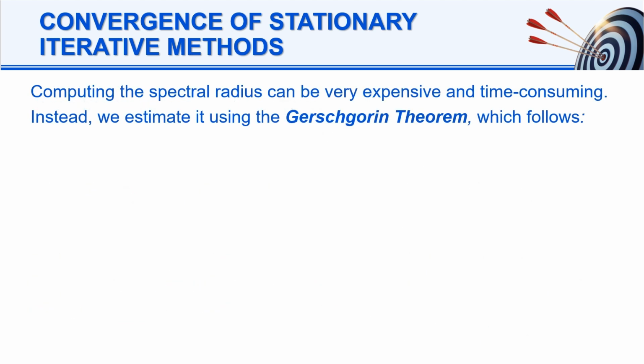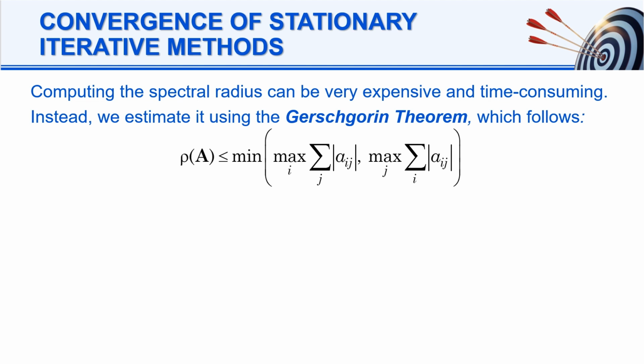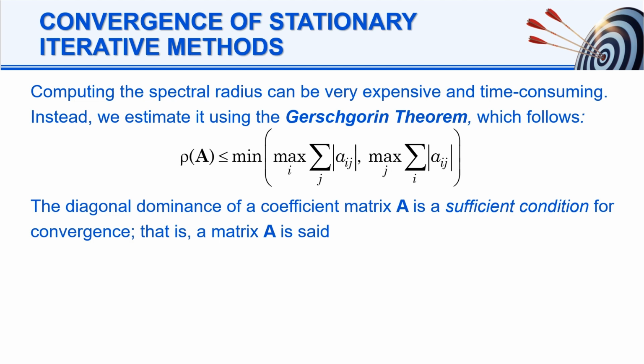Computing the spectral radius can be very expensive and time-consuming. Instead, we can estimate it using the Gershgorin theorem in terms of the original coefficient matrix, which follows. The diagonal dominance of a coefficient matrix A is a sufficient condition for convergence.